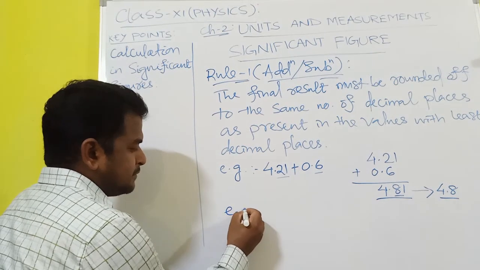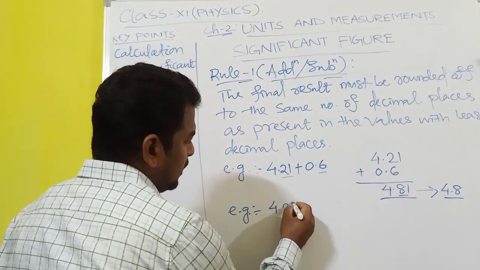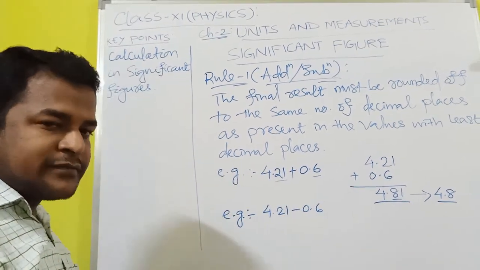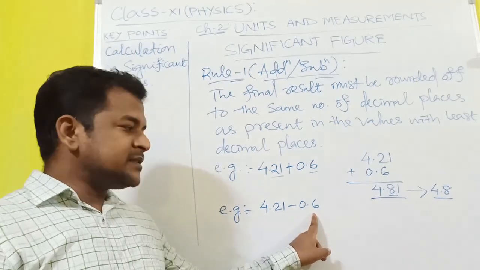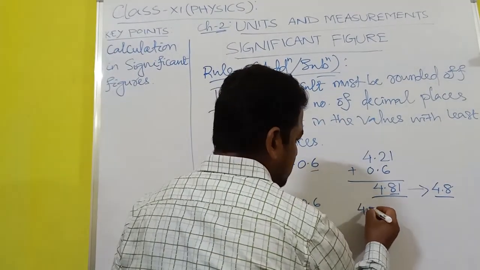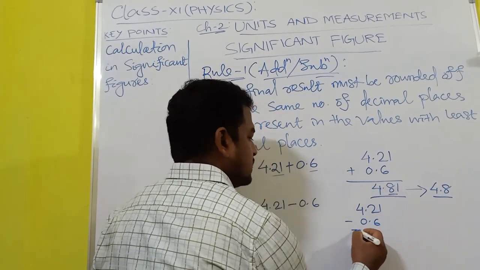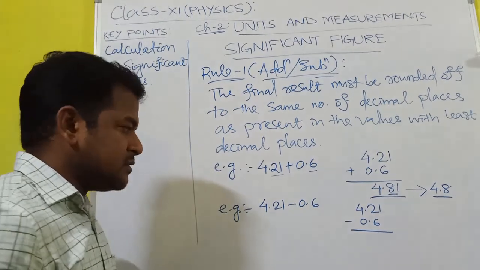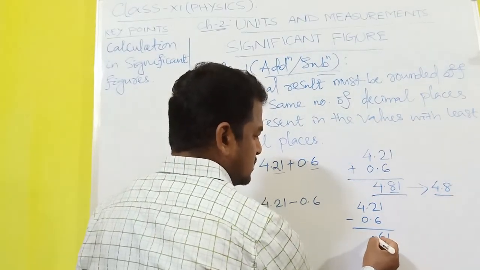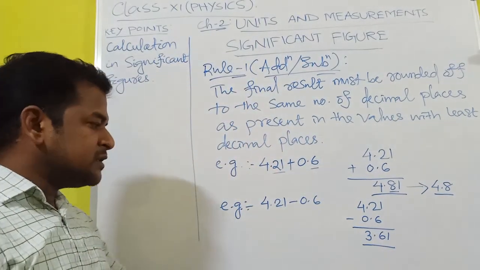This rule is applicable in subtraction also. Example, 4.21 minus 0.6. We have to subtract 0.6 from 4.21. The answer is 3.61.